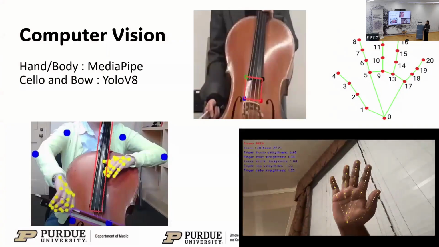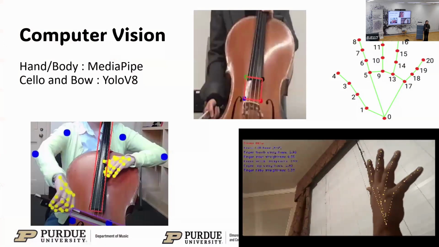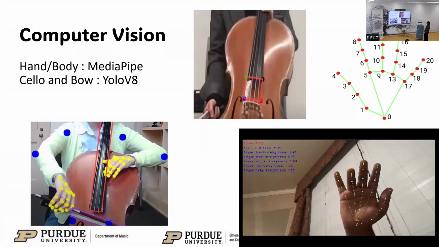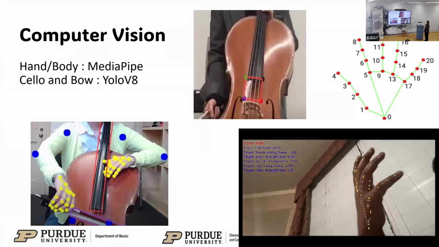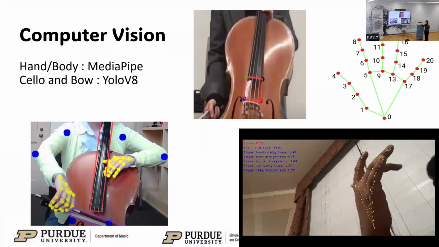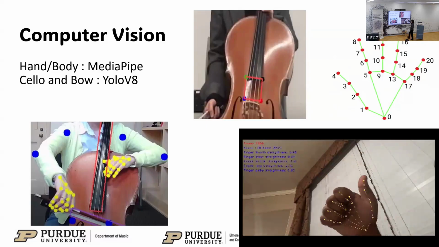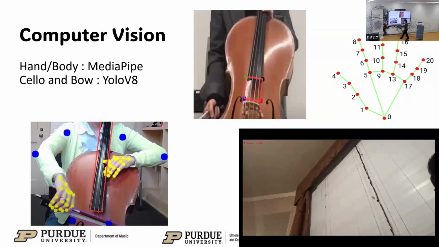So we use MediaPipe for hand and body detection. 21 nodes for each hand, so 42 nodes for both hands. And for the cello and bow, we use YOLOv8 to make those bounding boxes like that.